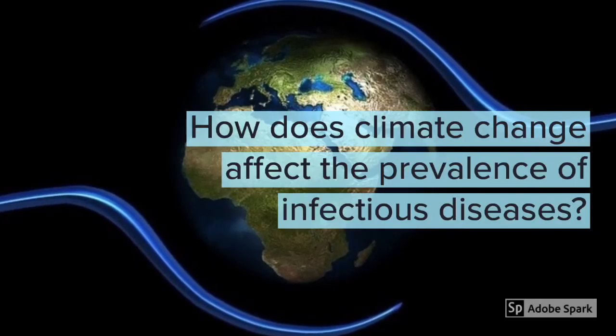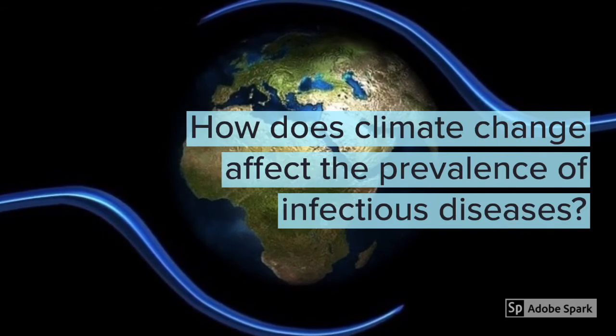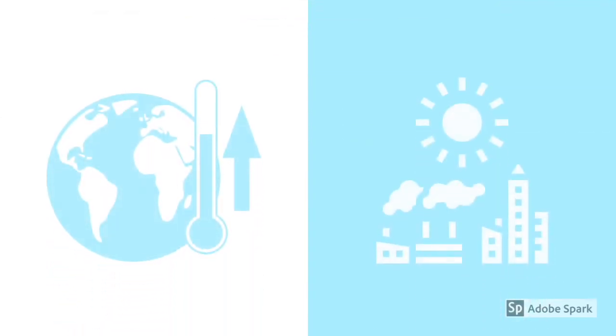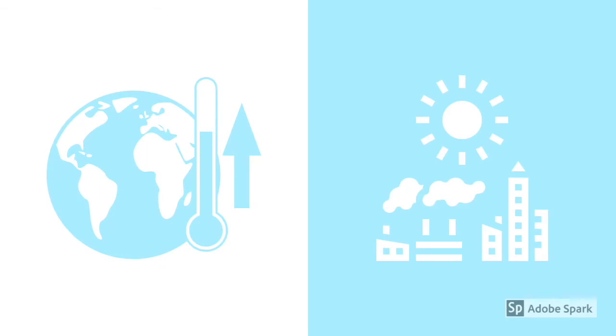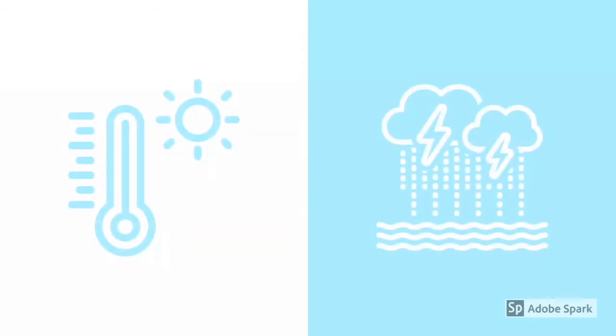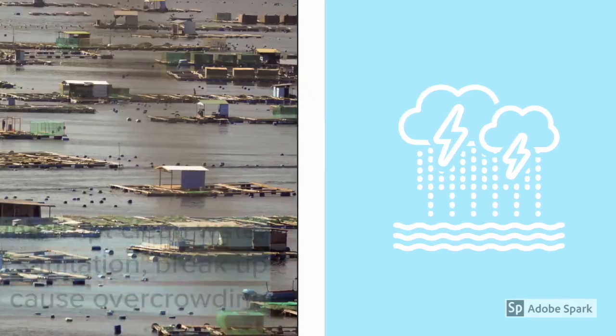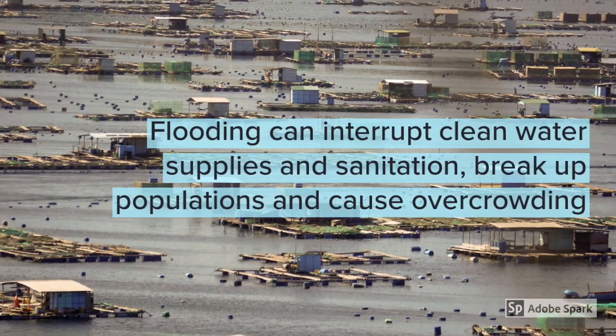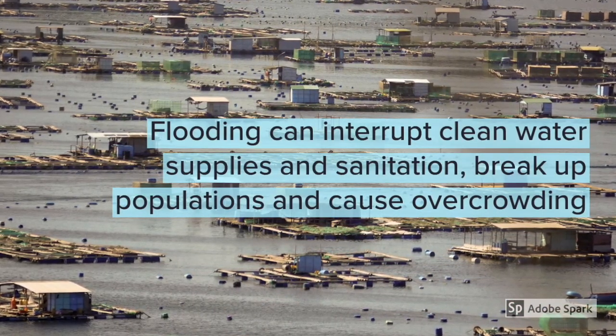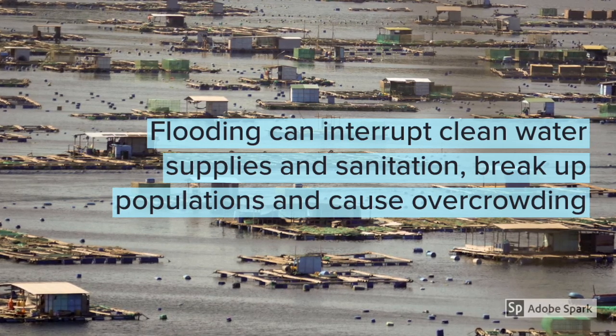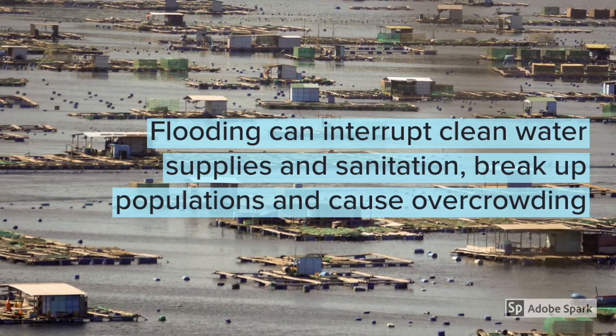Now we're going to look at how climate change affects the prevalence of infectious diseases. We said that climate change is a change in the Earth's weather patterns over time, but recently, human activity has accelerated climate change. This means land and sea surface temperatures have spiked, heavy rainfall has increased, and sea levels have risen. This results in flooding. Flooding can interrupt clean water supplies and sanitation, break up populations, and cause overcrowding.